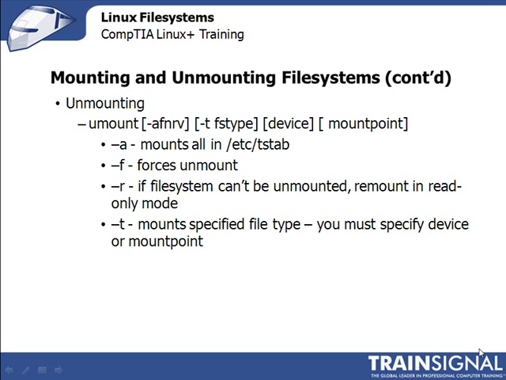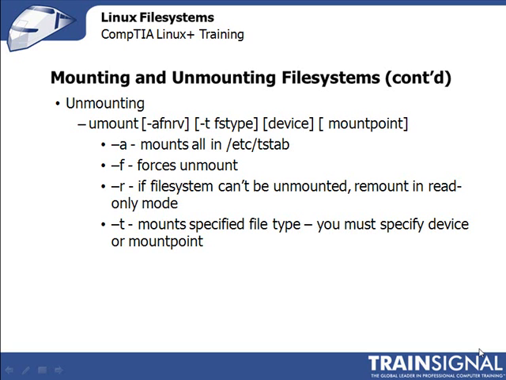As we've talked about before, most of your system maintenance tasks will need to be performed on an unmounted file system. To unmount your file system, you use the umount command. And if you notice there is no N, it's umount. The syntax is umount, parameters, file system type, device, mount point.